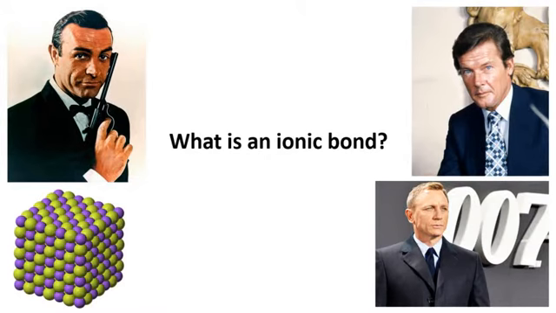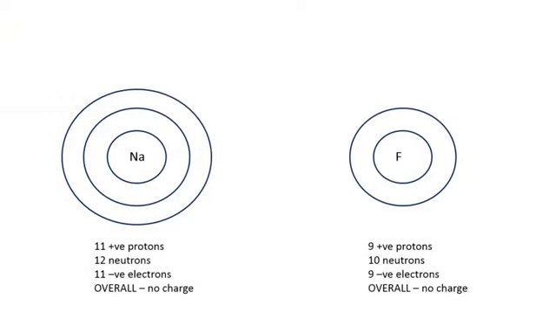In this video we are answering the question, what is an ionic bond? Well, an ionic bond is not an iconic bond, which quite a lot of people write about in exams. Sean Connery is the most iconic bond, but that's not going to help you in your GCSEs. Ionic bonds are bonds that form between metals and non-metals.